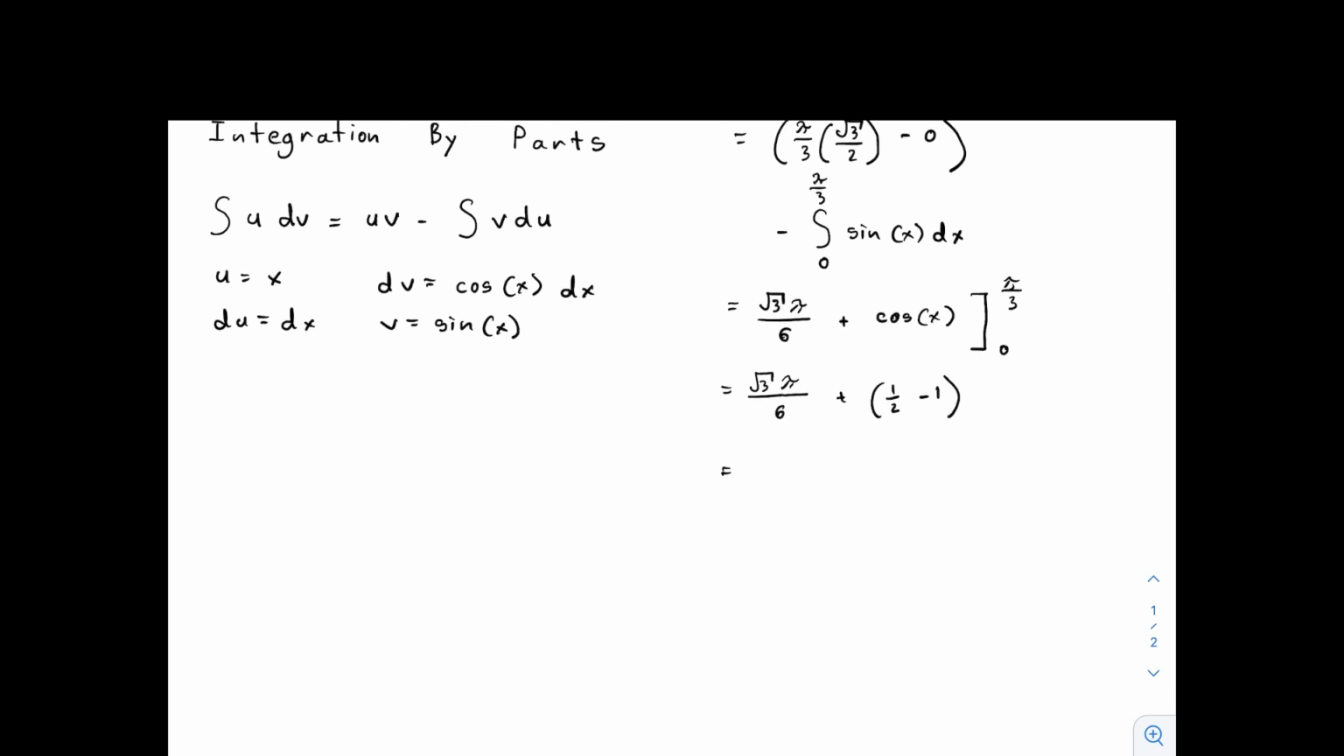This then becomes the square root of 3 pi over 6 minus half, which is the square root of 3 times pi minus 3, all over 6. And this is our final result.